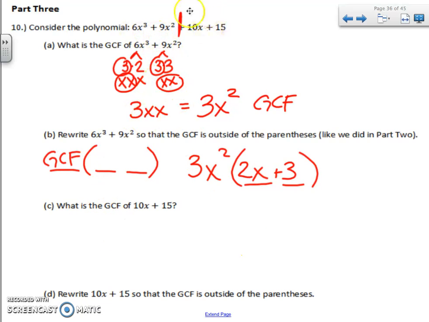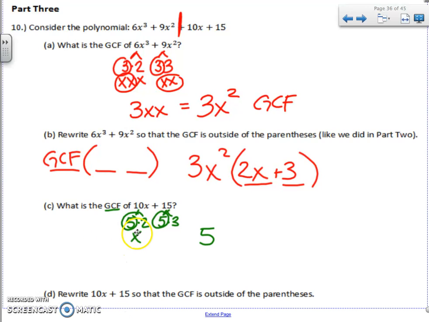So now I'm going to look at my last 2 terms, the 10x and the 15, okay? So I need to find my GCF. 10 is going to be 5 times 2 with 1x. And then 15 is 5 times 3, and there are no variables. Okay, so they have a 5 in common, but they do not have an x in common. So there's 1 x there, but there's not an x there. So I'm done. So 5 is going to be my GCF.